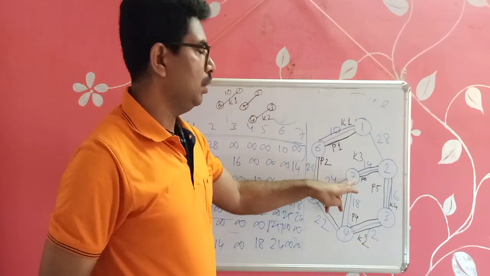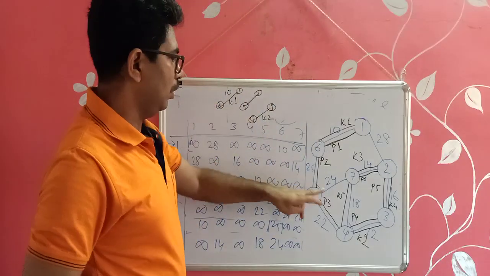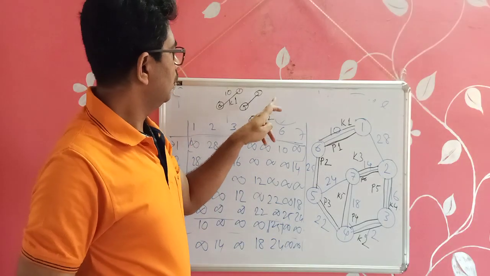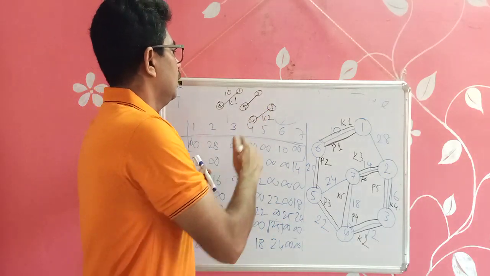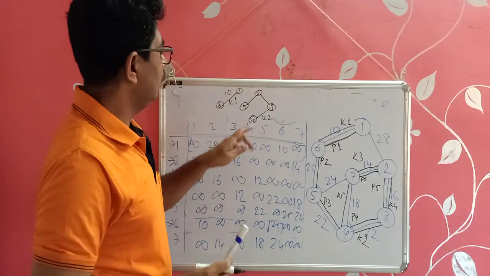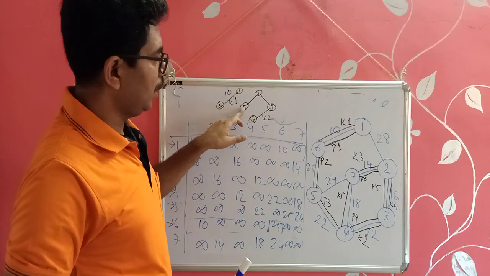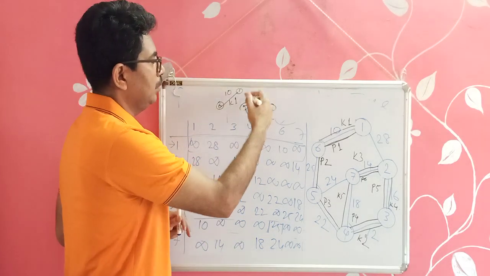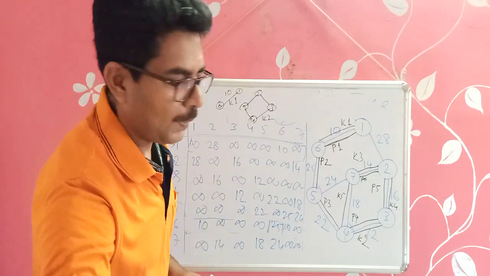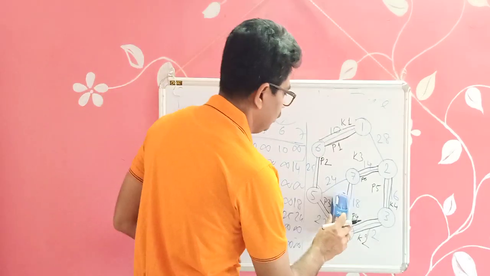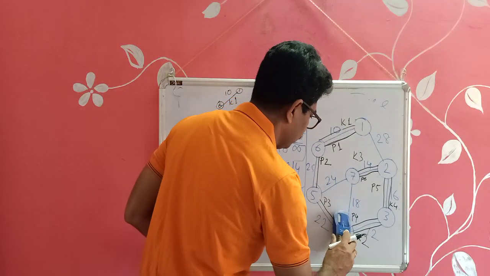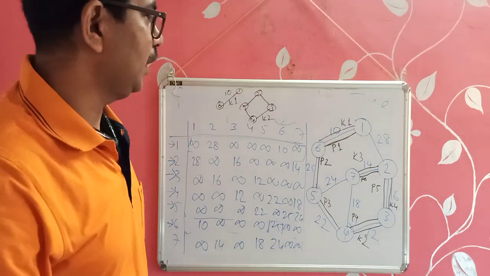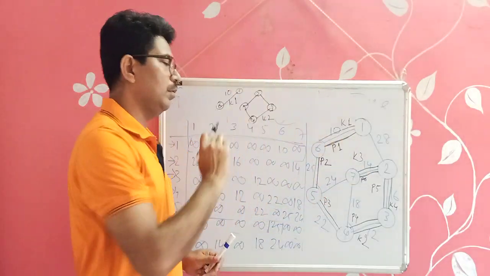Why? Because from the previous, 4 is already present here, 3 is present here, this is also present here. Now all these, 4 and 7, are present previously in the tree, and if you connect this, it will create a cycle. Since it will violate the definition of tree, though it is having the minimum weight 18, it will not be selected in the spanning tree by the Kruskal algorithm.